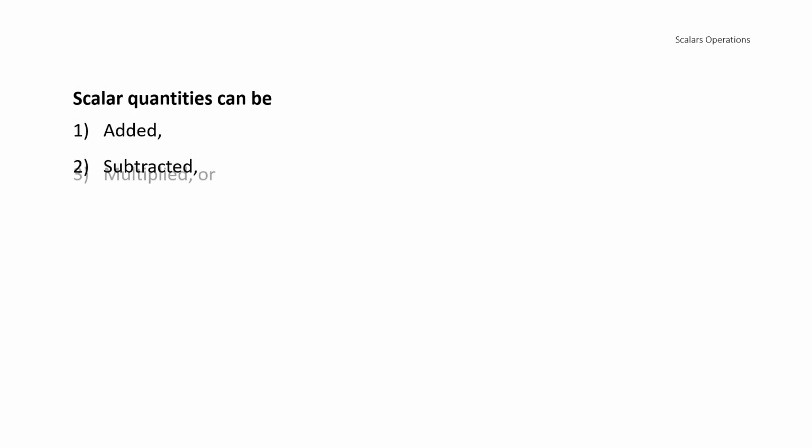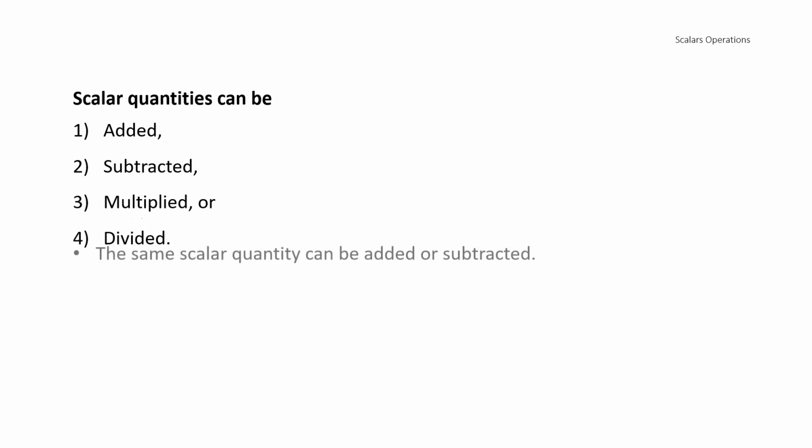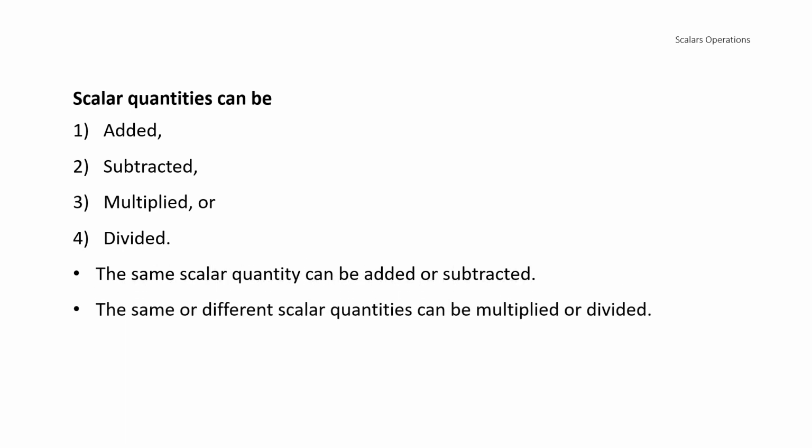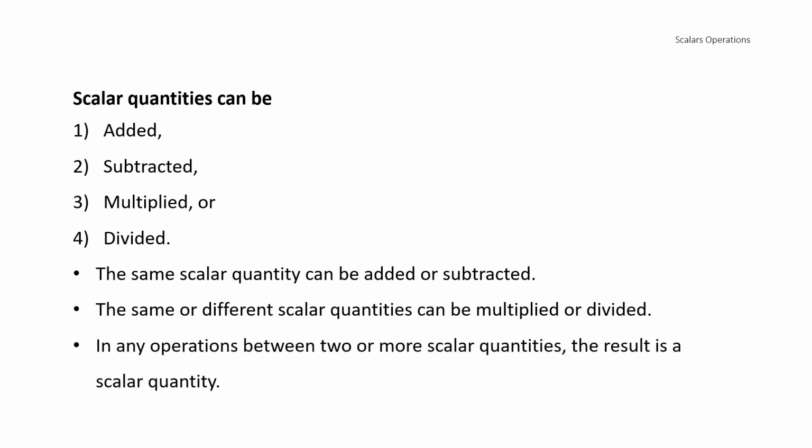To obtain other quantities, scalar quantities can be combined. Scalars can be added, subtracted, multiplied, or divided. Only the same scalar quantity can be added or subtracted. The same or different scalar quantities can be multiplied or divided. But in any operations between two or more scalar quantities, the result is the same or another scalar quantity.